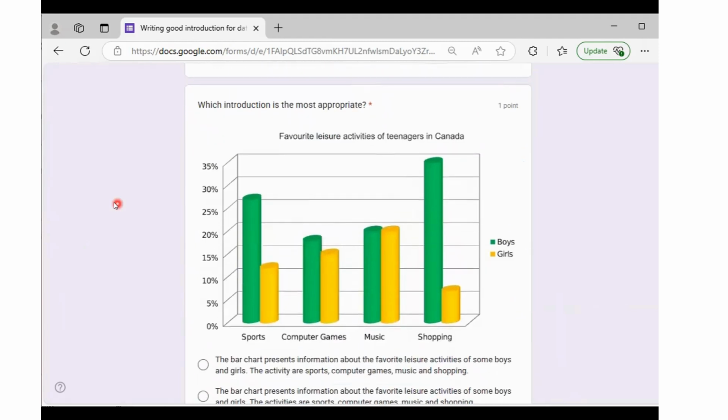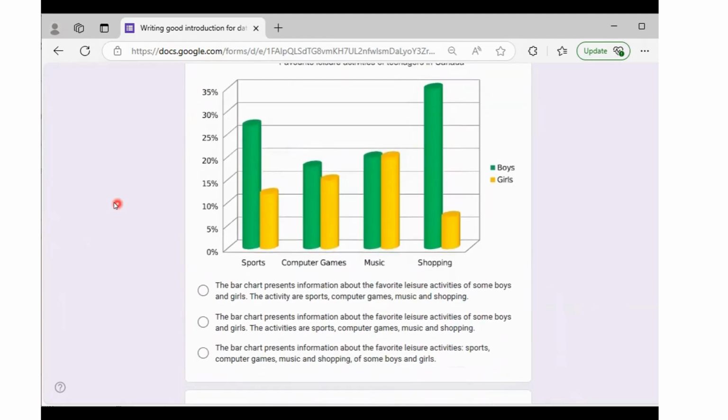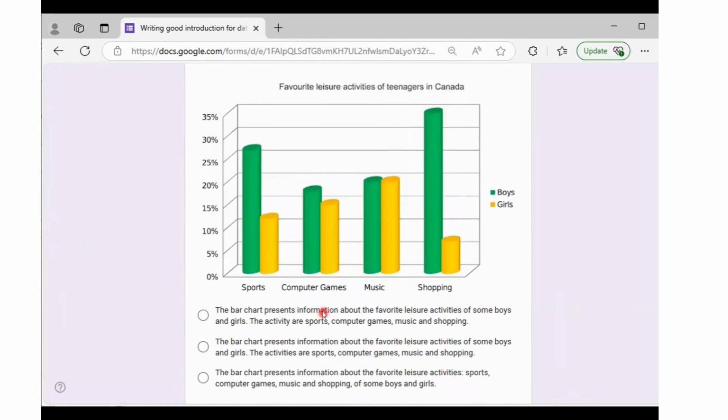Which introduction is the most appropriate? Here we have 3 options. The bar chart presents information about the favorite leisure activity of some boys and girls. The activity should be activities, plural. So option A is out. The bar chart presents information about the favorite leisure activities of some boys and girls. Option B is correct. Next one. The bar chart presents information about the favorite leisure activities. Colon. Sport. No. Option C is out.